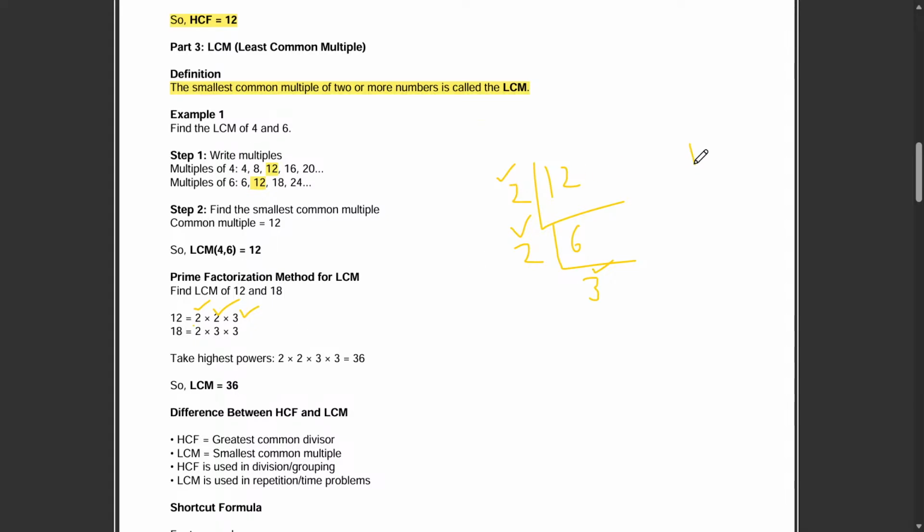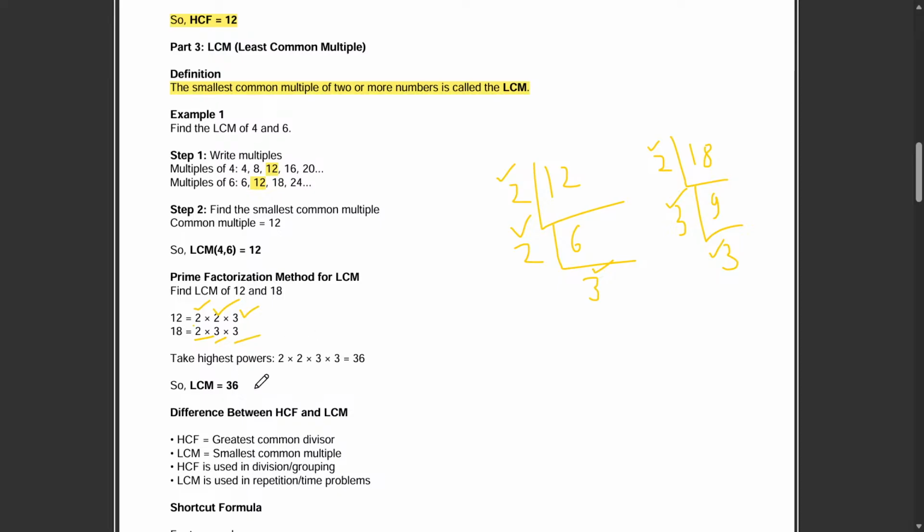Similarly, we will factorize 18. We divide 18 by 2 and get 9. Again we divide 9 by 3, so we get 3. So the factors of 18 will be 2, 3 and 3.